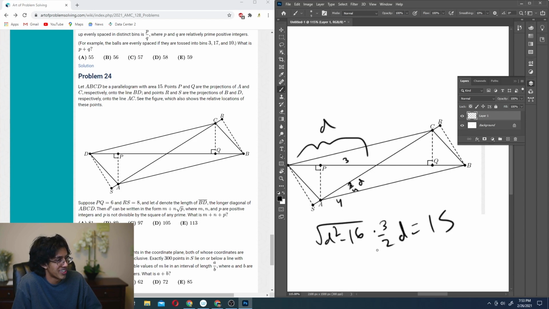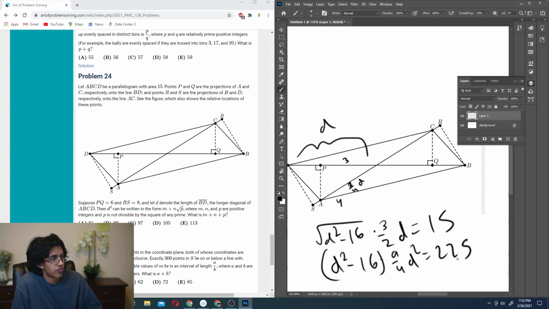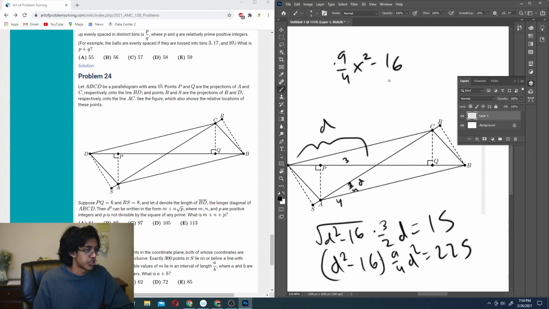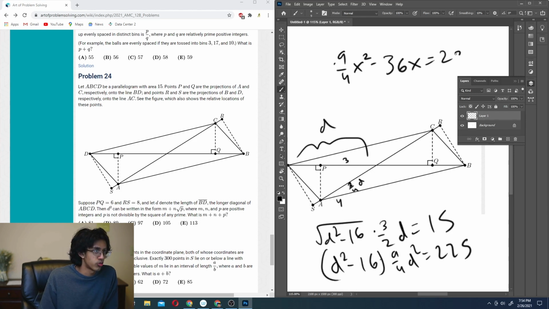Although that's a quartic, right? Well, no, it's like a quadratic in d squared, so it should be fine. So we go d squared minus 16 times 9 over 4 d squared is equal to 225. And we could just like replace d, we're even solving for d squared, so that works too. So we could say like 9/4 x squared minus 16, well 16, oh wait, what? So not, okay, so 36 x is equal to 225, where x is equal to d squared. And then essentially we could just use quadratic formula like cool kids, right? Oh, let's first divide by 9, because that's cool. Divide by 9, multiply by 4, so x squared minus 16x, 25, right?